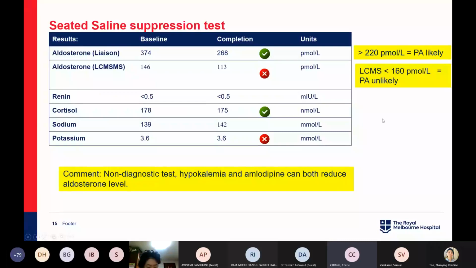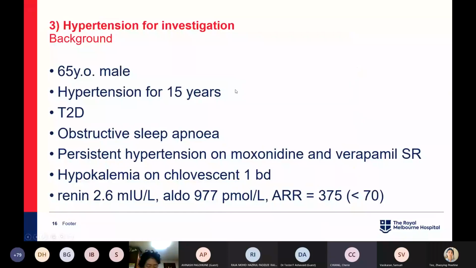I'll move on to my last case. So far I've been showing you saline suppression tests that are a bit indeterminate, and this is to showcase someone who has a pretty high pretest probability. A 65-year-old male who's had high blood pressure for 15 years, also has type 2 diabetes and obstructive sleep apnea, so quite a few risk factors for having high blood pressure anyway. But he had persistent high blood pressure on 2 agents, and more importantly, potassium has been low and needed slow-K 2 a day to correct, and the ARR was elevated. So he proceeded to have his saline suppression test.